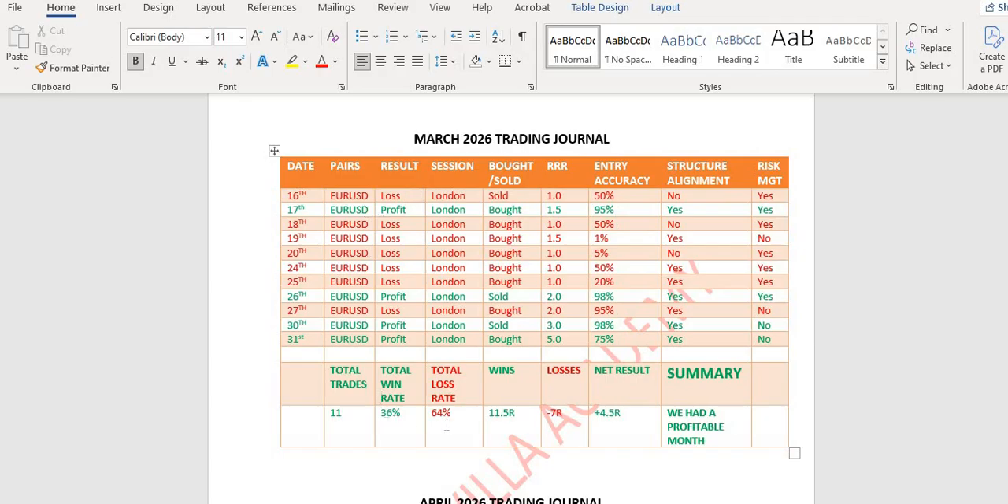You can see that we had more losses. Understand? We had more losses. We had 1, 2, 3, 4, 5, 7 losses, 4 wins. I had 7 losses and 4 wins. You understand? But at the end of the day, we're still profitable. Why? Because I made sure that whenever we are winning, the return, the R is more than when we are losing.